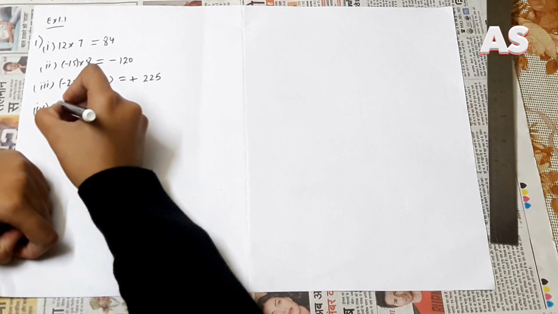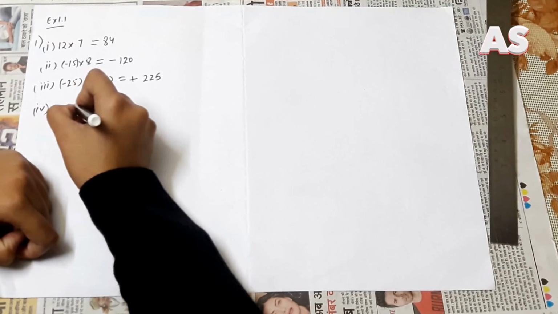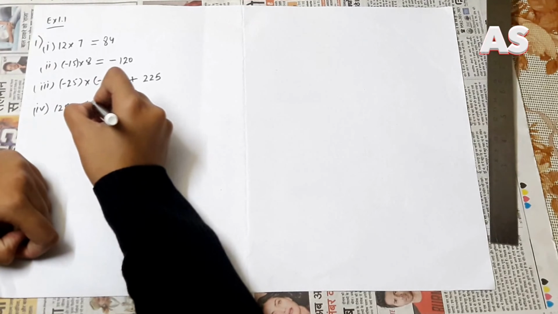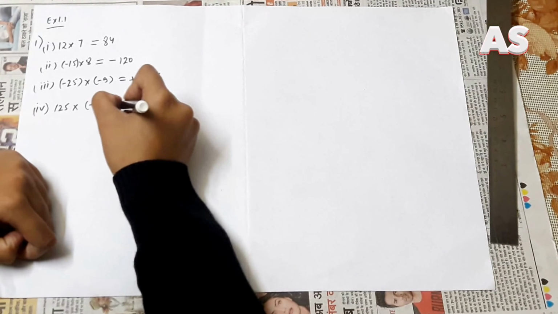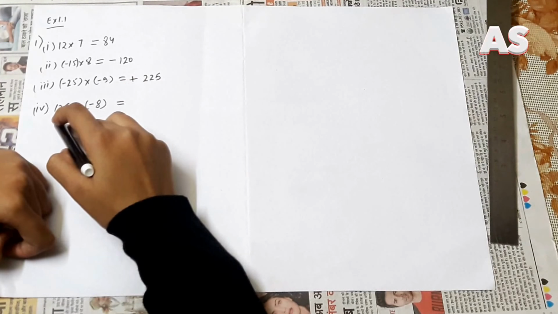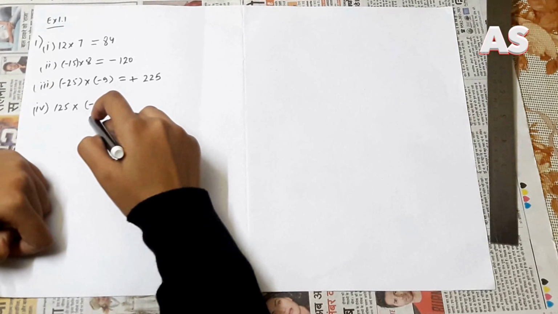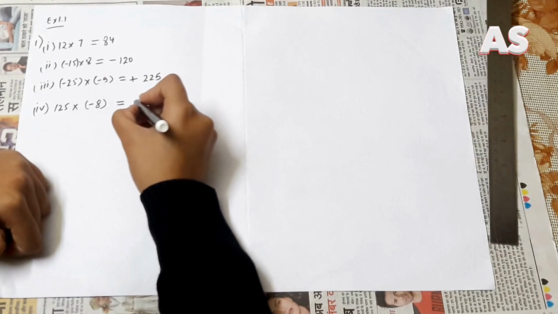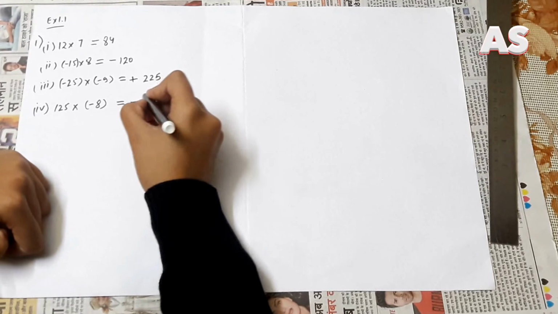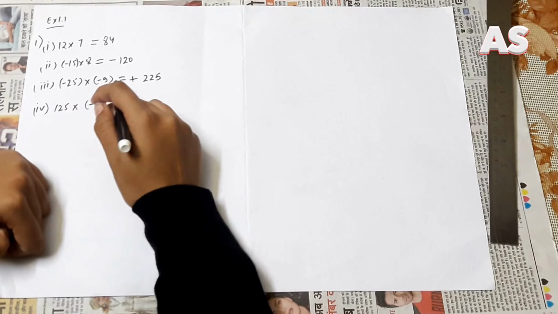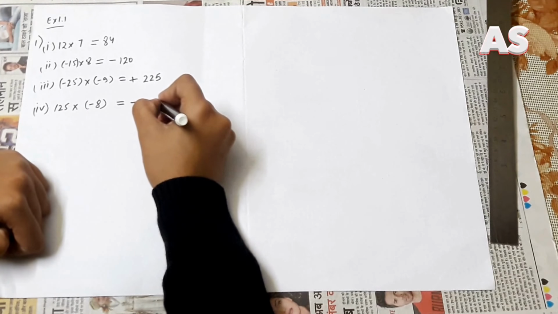Now the fourth part is 125 into minus 8. So 125 is a positive integer, minus 8 is a negative integer. So the product which we get would be a negative integer, and 125 into 8 is 1000.